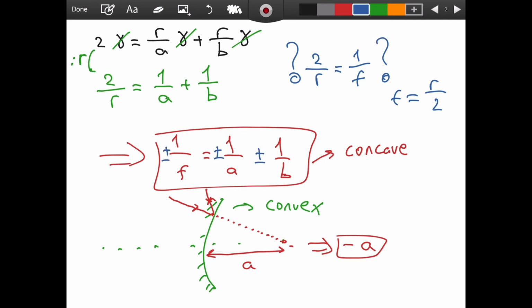And now this is a general result, and this concave thing is gone. So this is the mirror equation. It is very important to be careful while deciding on which is positive, which is negative. So be careful about that.